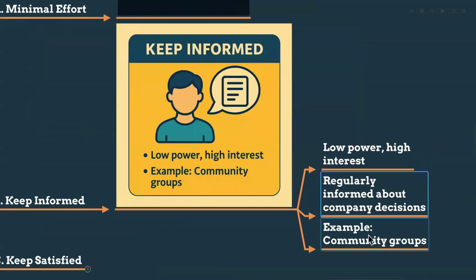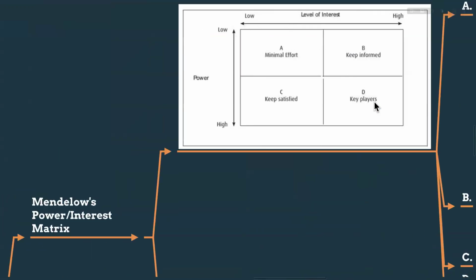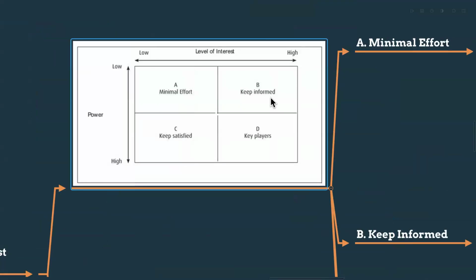Regularly informed about the company decision. For example, the community groups. Let me talk about this keep informed people. Stakeholders with a low power but a highest interest. So we have to keep them updated. We have to inform them regularly about our company's decisions, right?